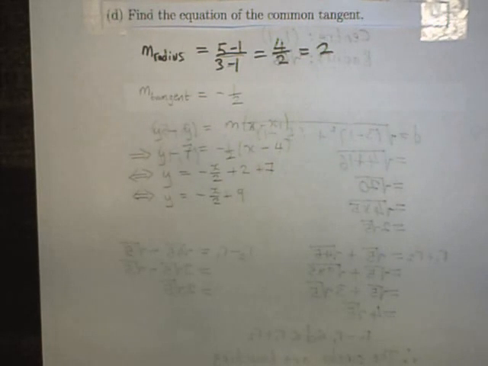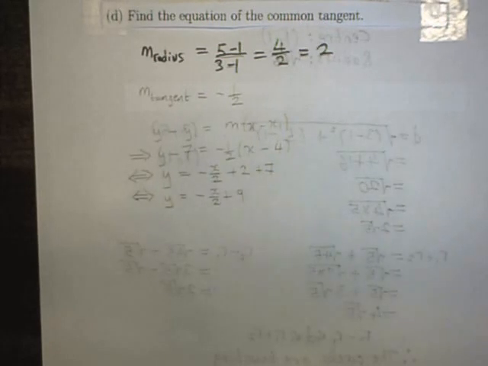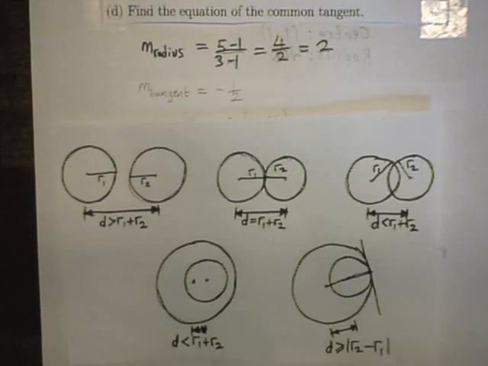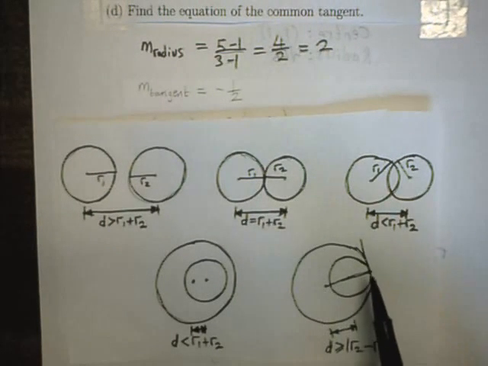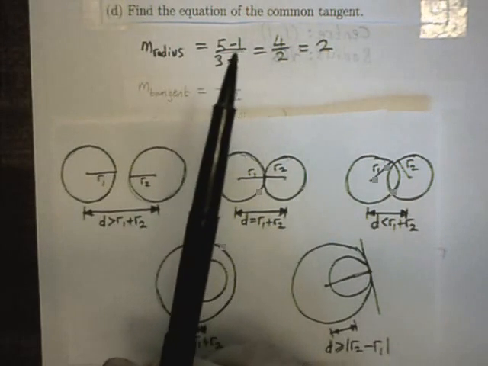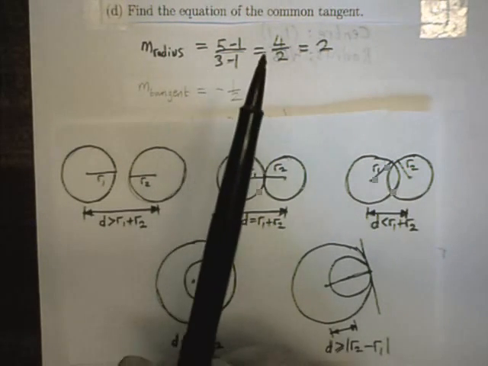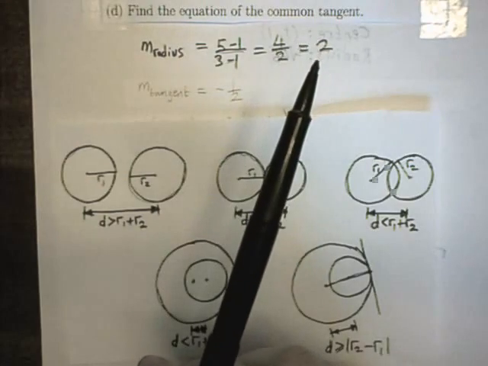So I'm going to show you a different method that will work just as well, and it may even work in other questions of a similar style. My first step is to find the slope of the radius of the circle, that being this line here. That's the radius I'm talking about that goes to that particular point. So it's going to be 5 minus 1 over 3 minus 1, which is 4 over 2, which is 2.